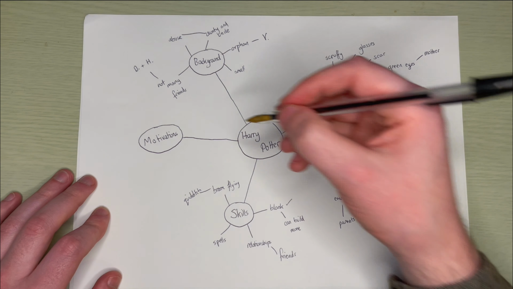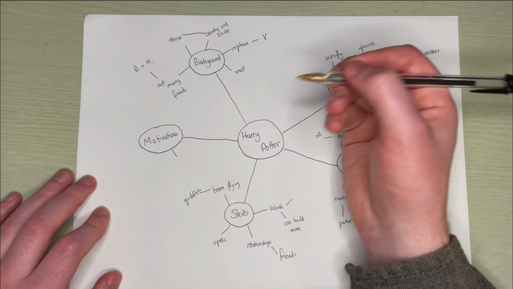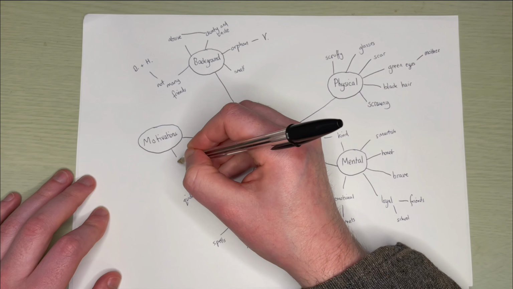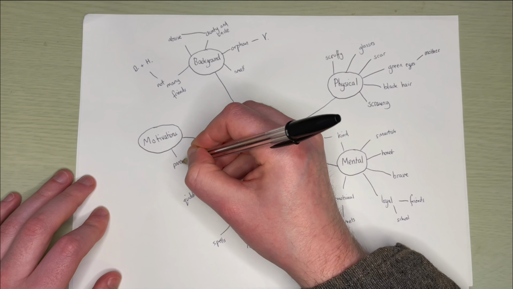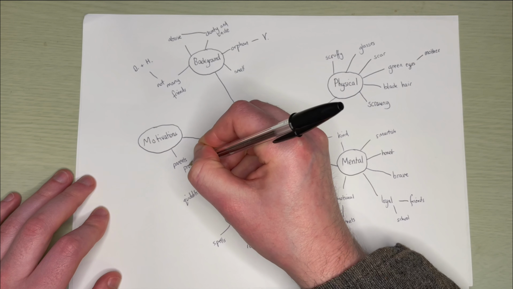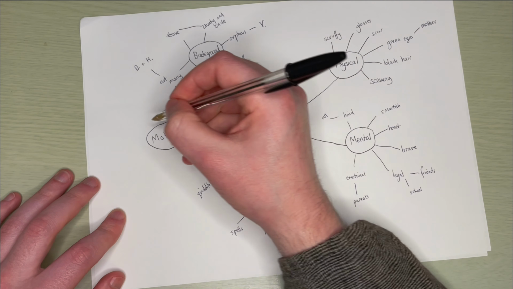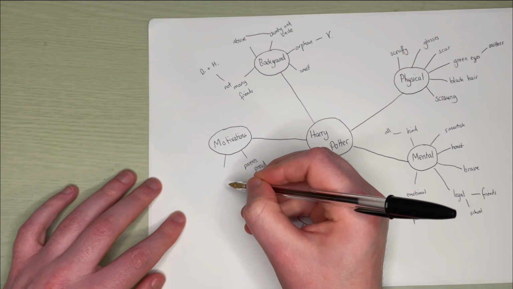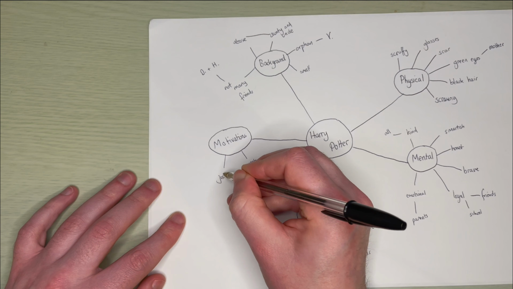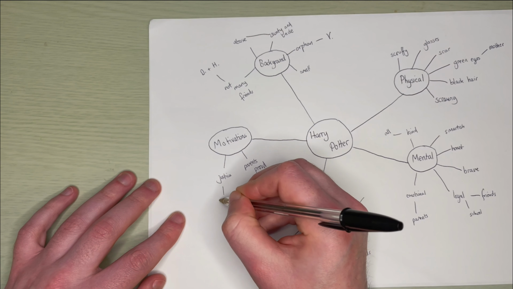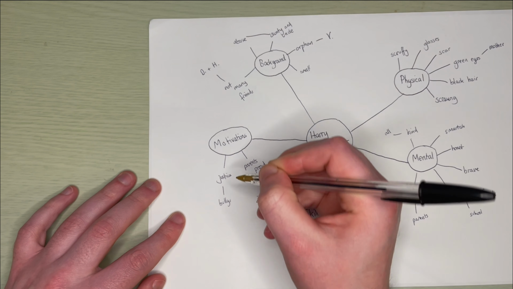So finally, Harry's motivations. Well, we know that he's certainly motivated by trying to make his parents proud. That's often a recurring theme that he moves back to, that he's trying to do what they would have done. He's often motivated by a sense of justice and fairness. He stands up to bullies and he tries to do the right thing in most situations.